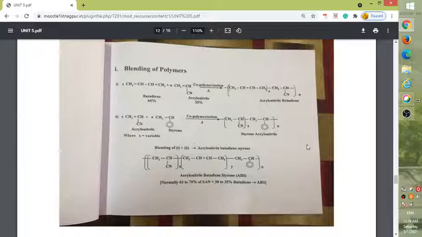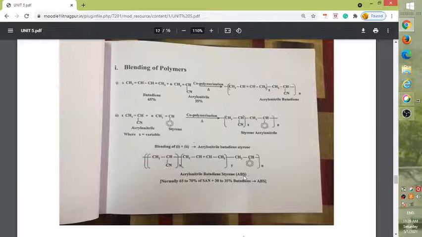Now, blending of polymers. Butadiene 65%, which is nothing but CH2=CH-CH=CH2. Acrylonitrile copolymerization gives you acrylonitrile butadiene. Then acrylonitrile styrene copolymerization gives styrene acrylonitrile. Blending the two, that is the acrylonitrile butadiene and styrene acrylonitrile, gives you acrylonitrile butadiene styrene. Normally 60 to 70% of SAN and 30 to 35% of butadiene give you ABS, that is acrylonitrile butadiene styrene.